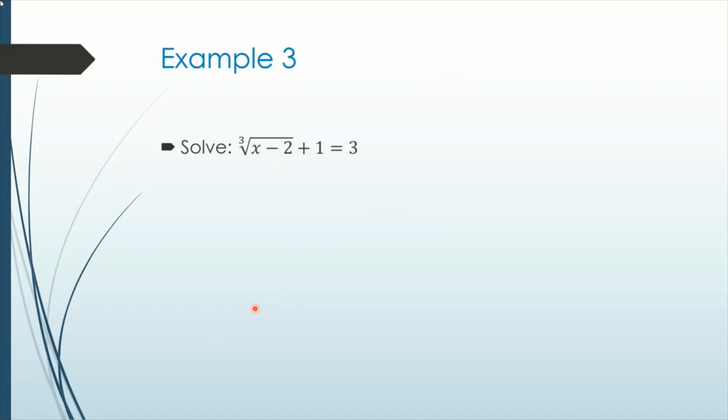All right, so let's work out an example. So first we're going to have to isolate the radical. So subtract both sides by 1. I get the cube root of x minus 2 equals 2. Notice that it's isolated, the radical. So now I'm going to cube both sides, raise each side to the third power.